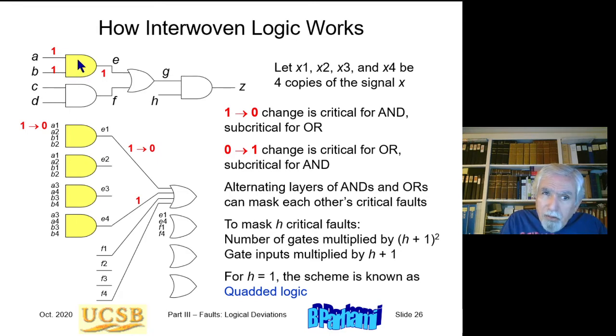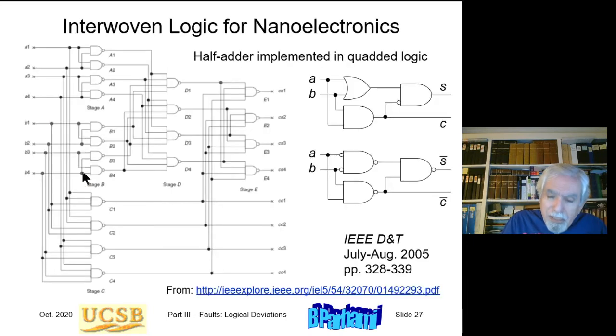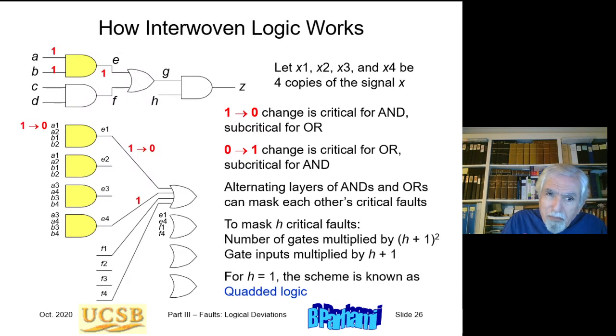So this yellow AND gate there is replaced by 4 AND gates. And each of the gates has twice as many inputs. So this AND gate had 2 inputs. This one has 4 inputs. Okay, so it's roughly a factor of 8 in complexity because we have 4 times as many gates, and each gate has twice as many inputs.